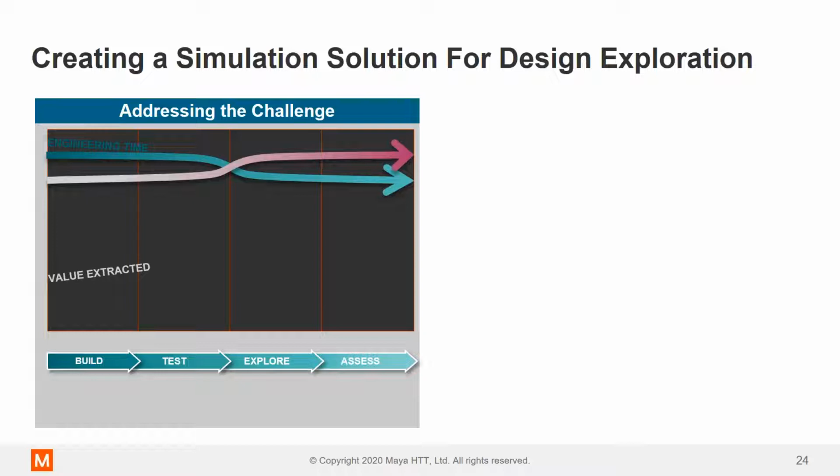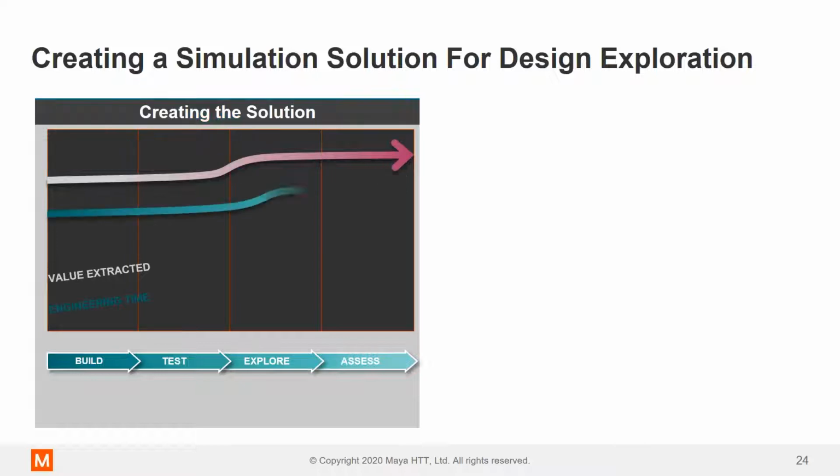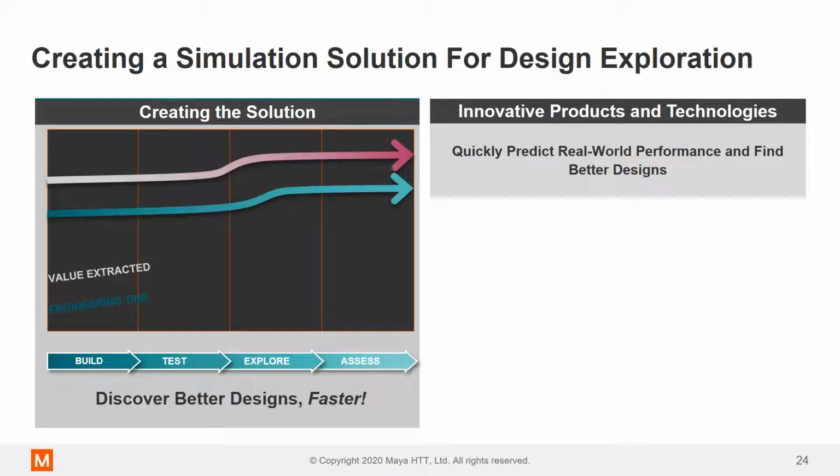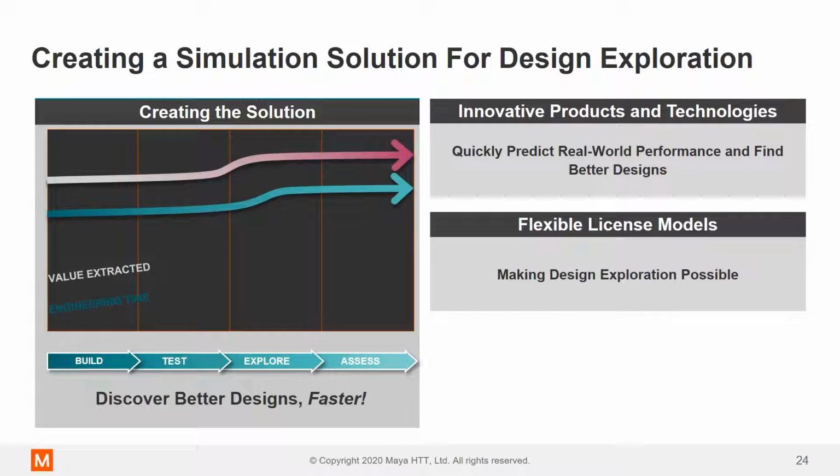What's required is a solution that better aligns resources with that value, so that engineers can focus on engineering rather than building computer models. So armed with this knowledge, the Star CCM Plus design team set out to build a streamlined virtual prototyping solution to achieve this and to help discover better designs faster. Now, as I mentioned, this solution is comprised of multiple pillars that really define who we are. And so, we provide innovative products and technologies that are focused on helping customers quickly predict real-world performance and find better designs. We've devised a unique flexible licensing model that makes design exploration possible, even for complex real-world problems.